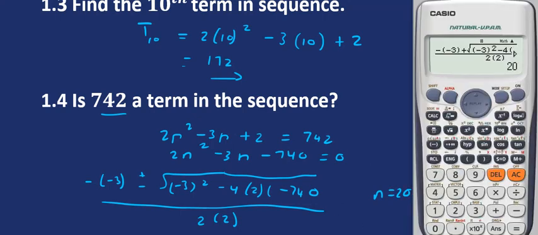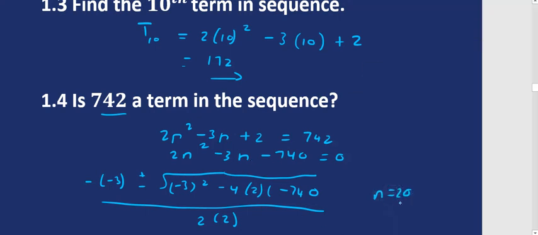Okay, we could check the negative option. It'll probably not be a term, but let's just check it just the same. If we check the negative option, because that's not a whole number, of course, that's not going to be a term in the sequence. A term can only be a whole number. So yes, this is in the sequence and it's the 20th term, because 20 is a whole number. The other option is not a whole number. Therefore, it's not a term in the sequence.